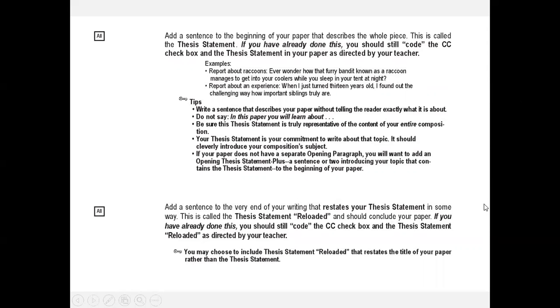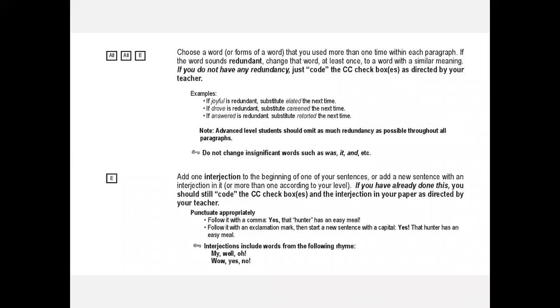Then at the end, they're going to add a thesis reloaded to summarize that paper. They are going to get rid of that redundancy in each paragraph. So if they have decoration, decoration, decoration, or tree, tree, tree, or nativity, nativity, nativity, or light, light, light, they will use a word that will be a substitute for one of those. They're going to add an interjection.